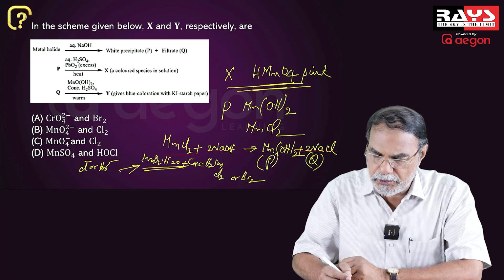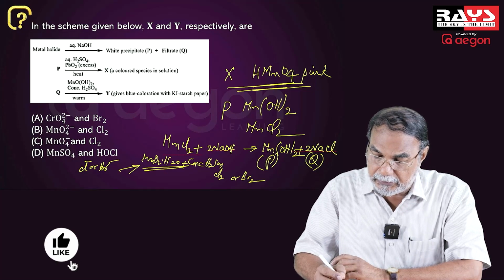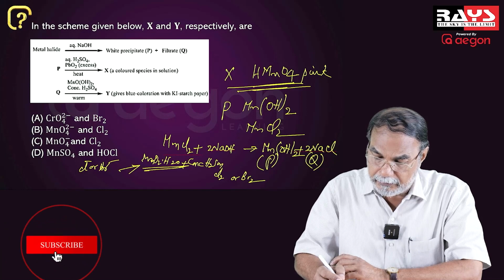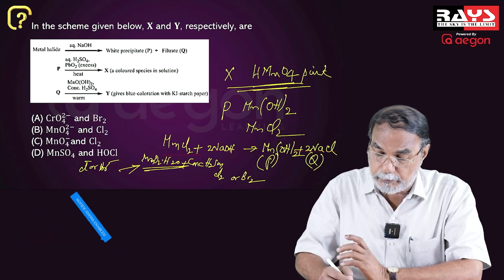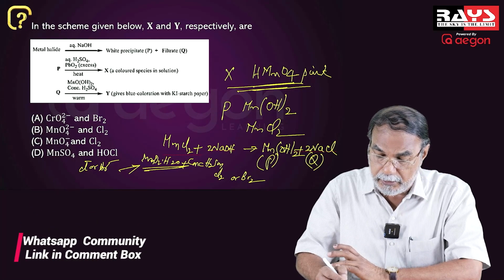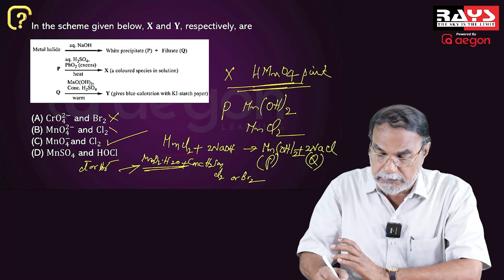So now we'll look at the options. A is chromate and bromine, so it cannot be a correct option. The second is manganate and chlorine, X and Y. The question is about X and Y. X is permanganic acid, that's correct, and Y is chlorine, that can be a correct option, but MnO4 2- is manganate, so manganate cannot be an option. First is wrong, second is wrong.